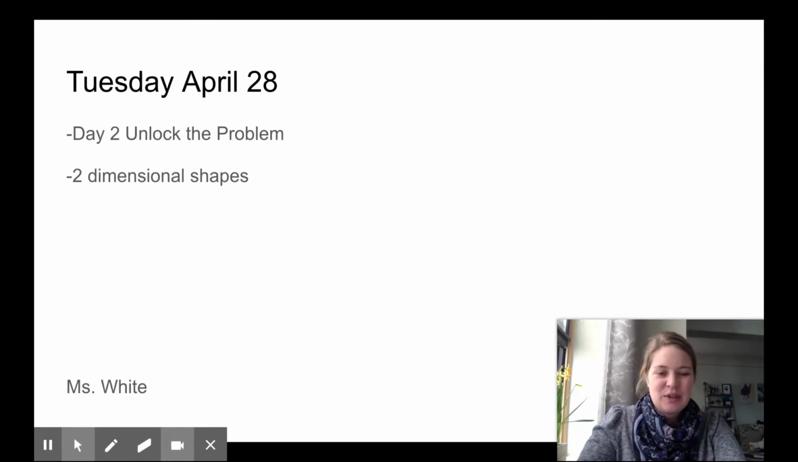This is day 2, Unlock the Problem. You have just picked up your new packets, but we are already on day 2 because yesterday, as you know, was just a work day and complete any unfinished work from that first packet. So what you're going to do today is day 2, Unlock the Problem, and then we're going to talk about something new, which is shapes. And we're going to talk about the attributes of shapes. This might be challenging work, so I want you to be slow with yourself, be patient, pause and rewind as many times as you need so that you can understand what we're doing today. Let's get started.